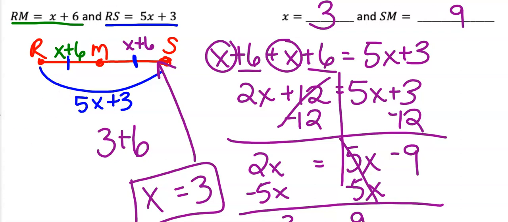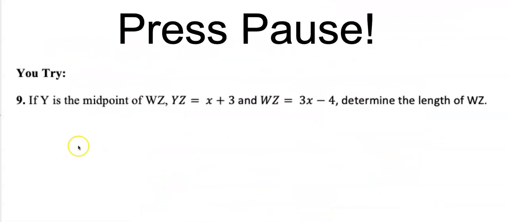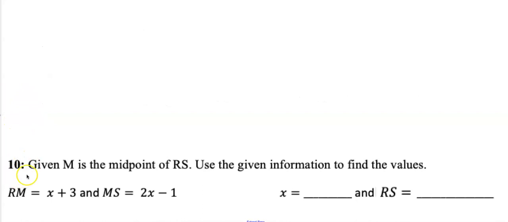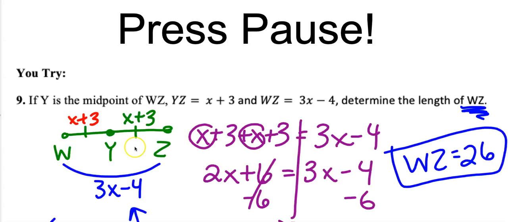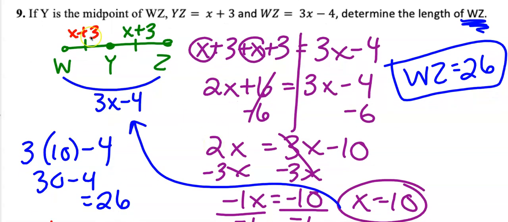Otherwise, the last two, 9 and 10, you try. So press pause, and then you try number 9, y number 10, dibujar a picture, y resolver, and then we'll go over our answers. So press pause. Las respuestas. So number 9, the answer was aquí es 10 is number 10. EWZ is 26. So first you draw a picture.